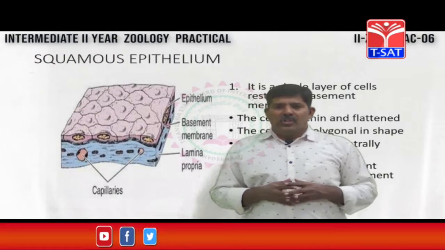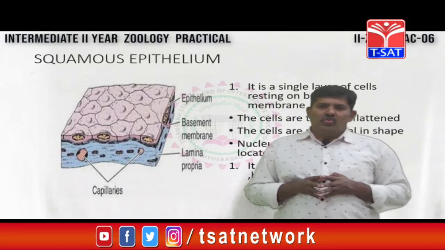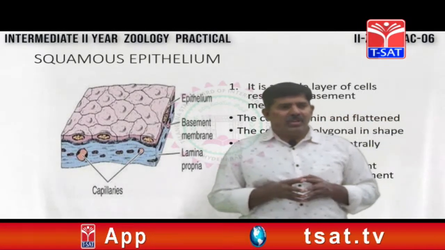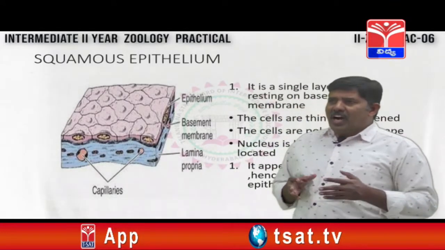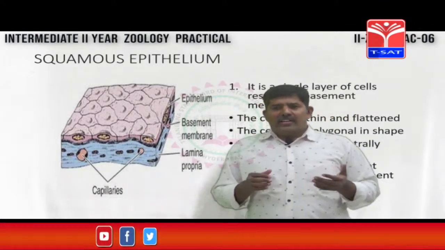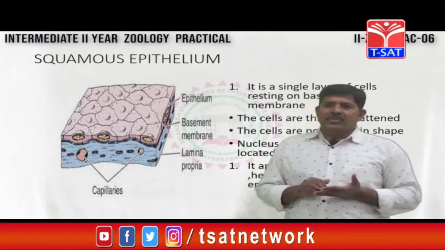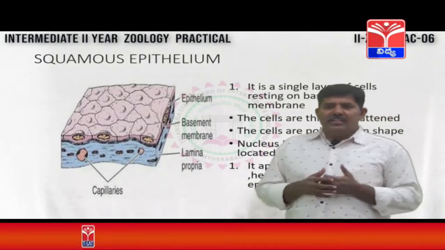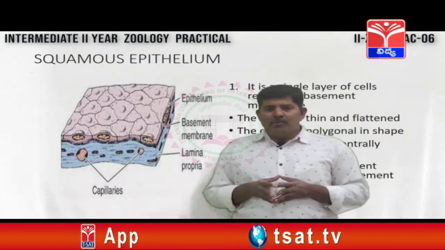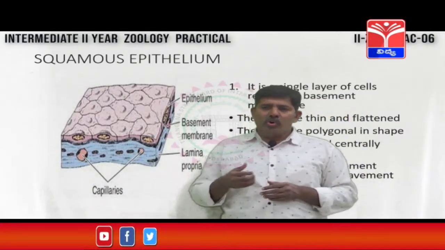Now we discuss histological slides. First one is called squamous epithelium. You know the epithelium? Epithelium is the outer portion of the organism. Organs contain outer area tissue called epithelium. This epithelium has different types: simple epithelium and compound epithelium. Simple epithelium contains only a single layer, and compound epithelium contains more than one layer.